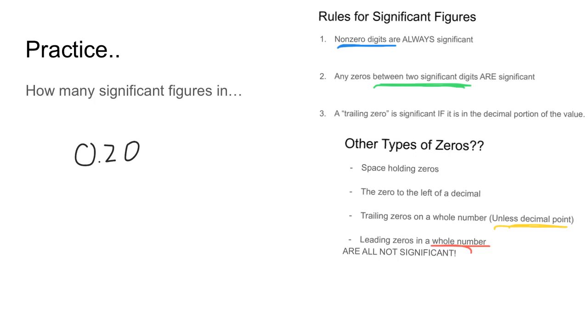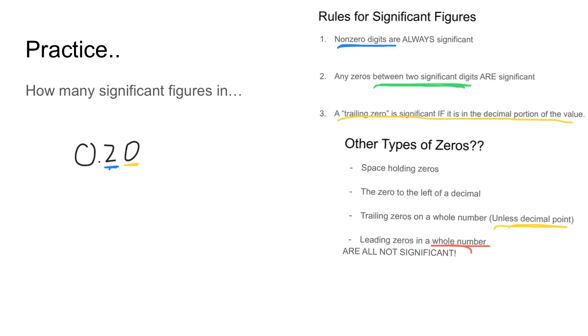Let's say I was going to use this number. So how are we going to count this one? Well, we always look for our non-zero numbers first. So we know that this 2 here is going to be significant. We look, do we have any zeros between 2 significant digits? No, we don't. We have third rule, a trailing 0 is significant if it is in the decimal portion of the value. So that would count for this number right here because it's a trailing 0 and it's in the decimal portion of that value. So we can count that one as significant.